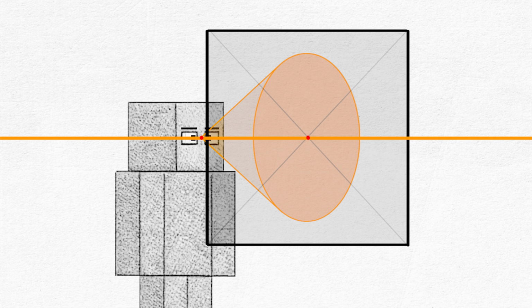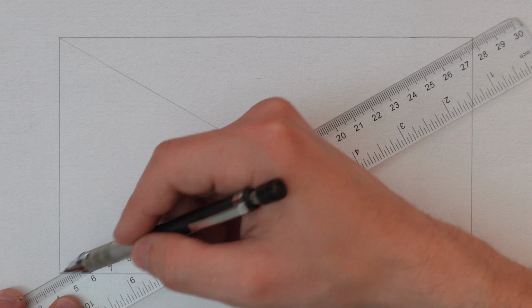In this scenario, we would be creating a drawing in 1 or 2 point perspective. I can find the centre of the picture plane by dividing it up diagonally, and then I can draw the horizon line across here. This central point is our point of focus.